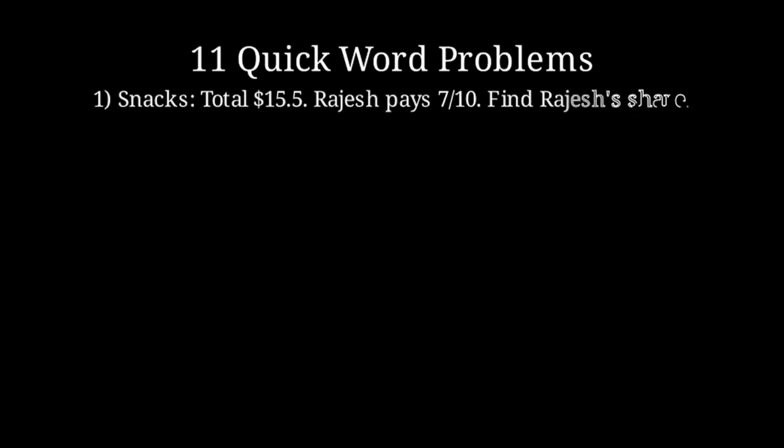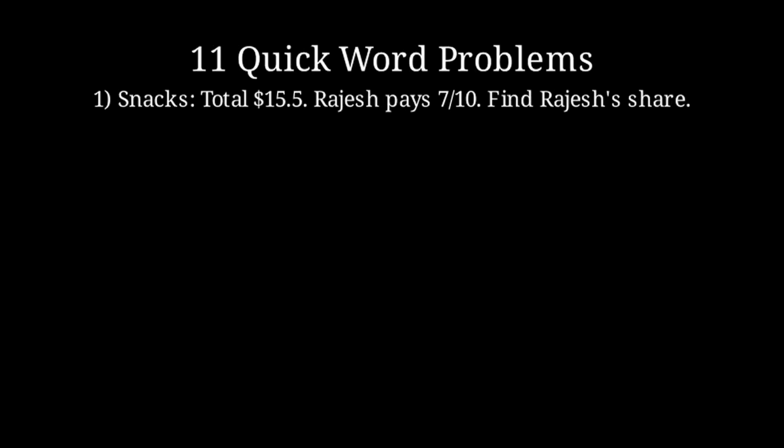In this video, we'll solve 11 short word problems one at a time with clear questions and answers on screen. Problem 1. Rajesh and Selly buy snacks for $15.5.